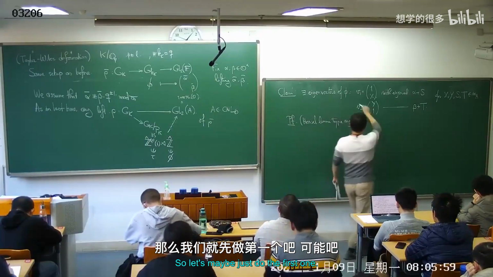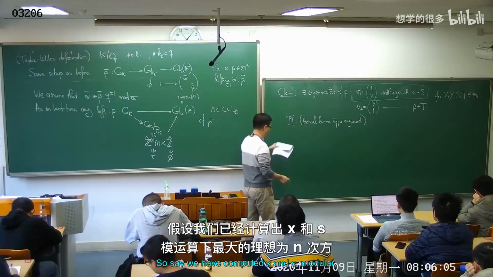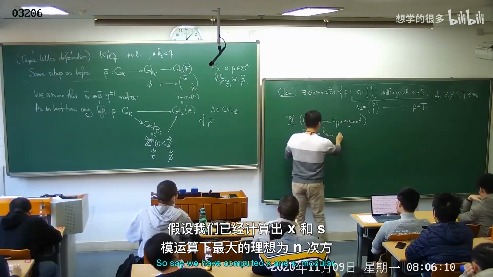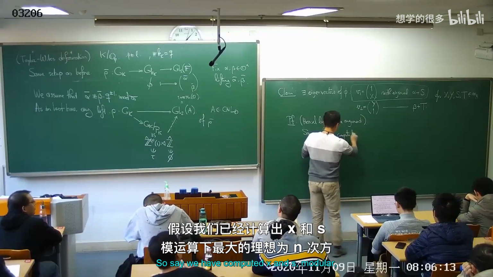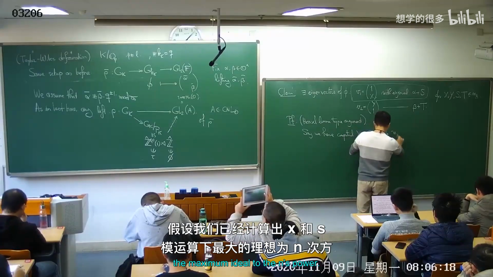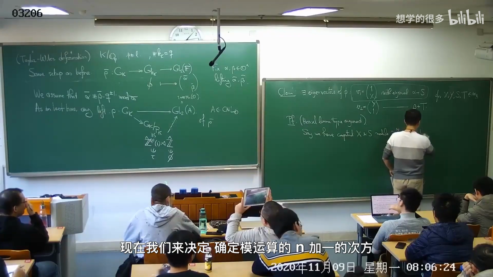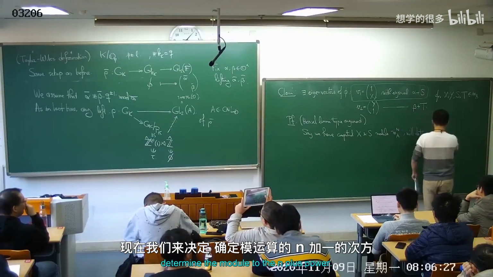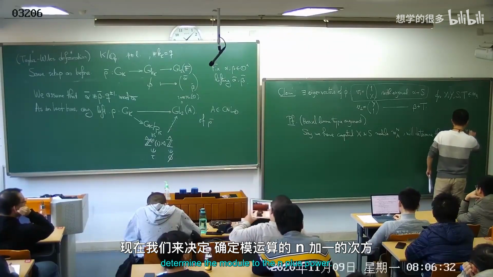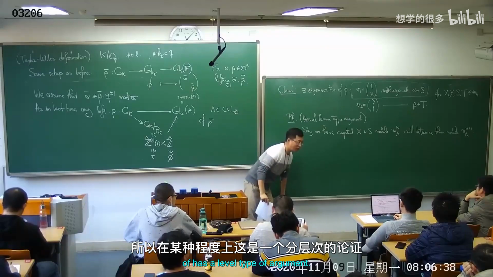Let's maybe just do the first one. Lifting the eigenvalue and eigenvectors. So say we have computed x and s modulo the maximal ideal to the nth power. Now we'll determine them modulo the maximal ideal to the n plus first power. So this is some sort of Hensel lemma type of argument.